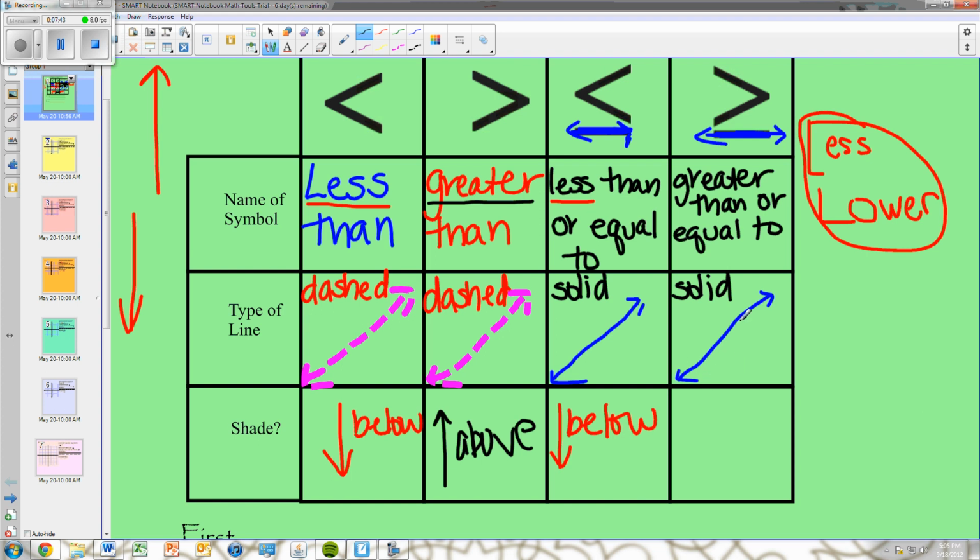And the final thing is our shading. If we look at this word, it says greater, and things that are greater are things that are higher. So we're going to be shading above. Okay. You're going to need all four of these things to help you out today, but this will be your guide that you can constantly go back to that will tell you how to shade everything and what types of lines to draw.